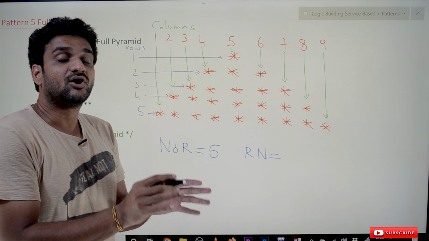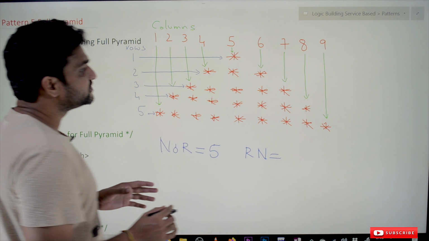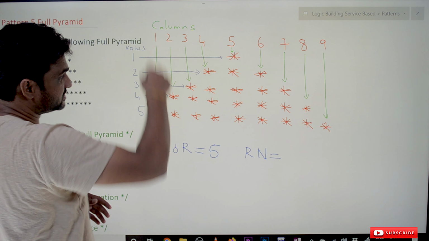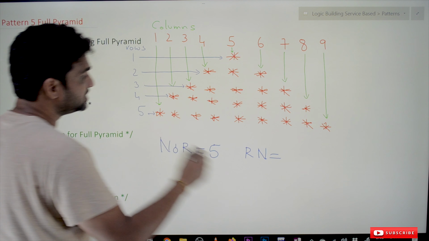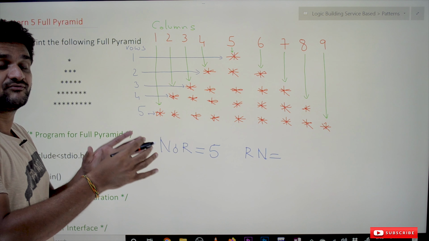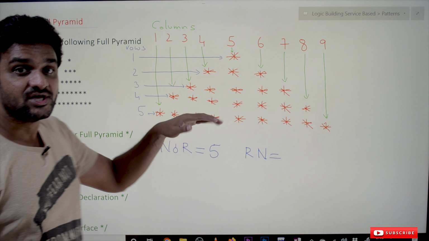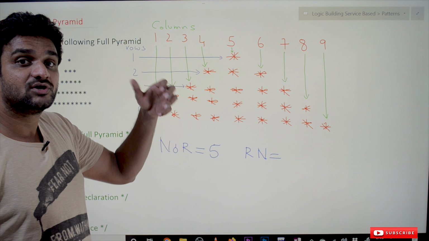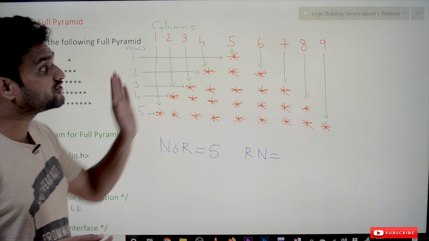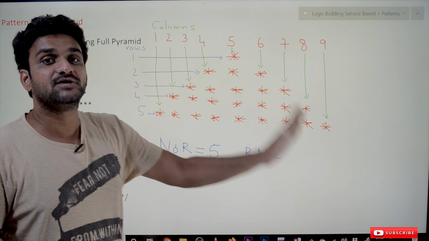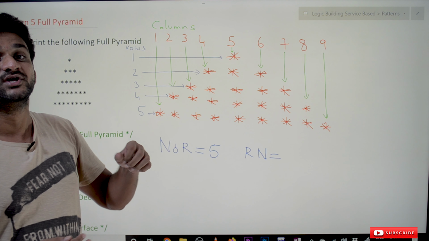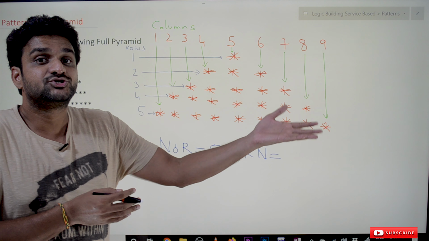Now the logic for this is, for example, if you take the fifth row, how many stars are there? These are the columns, the maximum possible columns. How many stars are there? 9 stars are there. So for a pyramid of height h, we have to take the internal loop, but let's not talk about the internal loops. How many columns should be there? For 5 rows, for a pyramid of height 5, the number of columns should be 9.